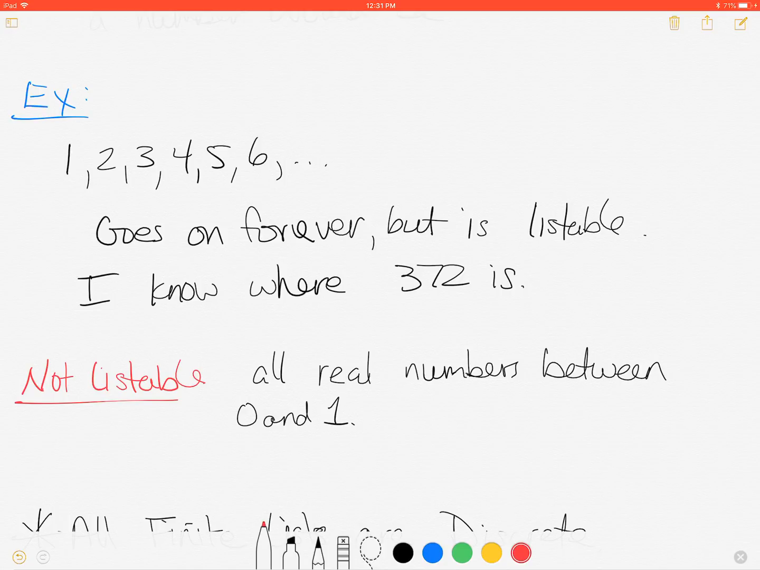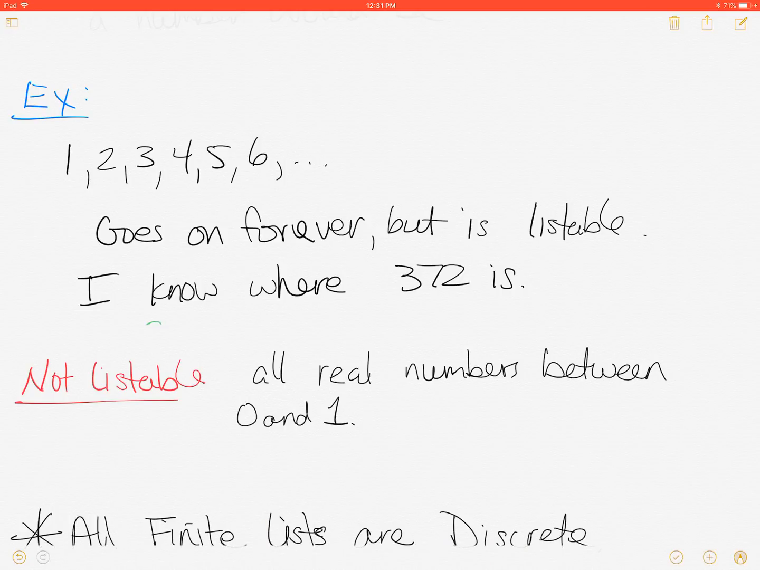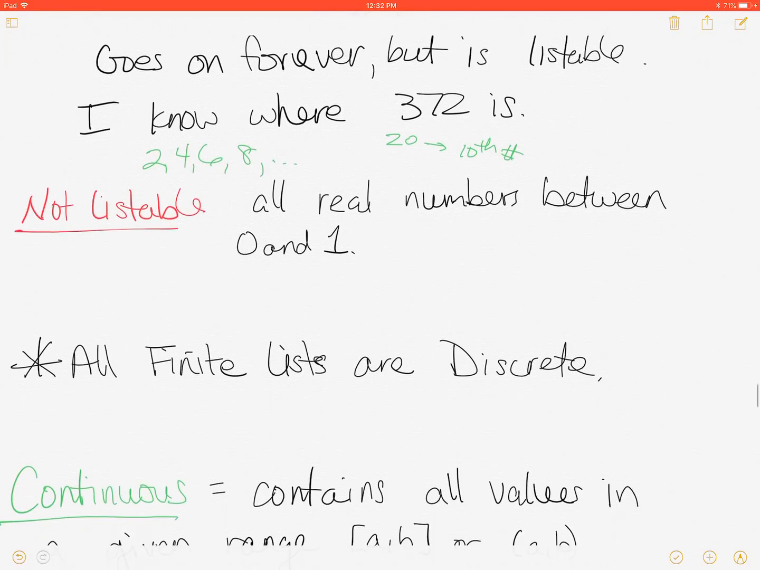Just to give another example, I could say 2, 4, 6, 8, and so on, all the even numbers. Then the number 20 would be the 10th number on my list, right after 18 and right before 22. So if you can write a list in a way that it might go on forever, but you can still know exactly where things are, that is called discrete.